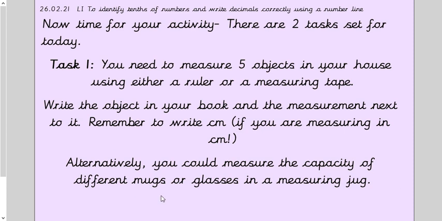Alternatively, if you don't have a ruler or a measuring tape, or you want to do this as well, you can measure the capacity of different mugs or glasses in a measuring jug. So if you have a measuring jug where you have the measurements on the side, you could fill up a big glass and a small glass, pour it in the jug one at a time, and then see how much water is in each one. Or just pour different amounts of water in it. It's basically to get you to practice reading measurements off either a ruler or a tape measure or a jug, or whatever you want to use. So it's just about practicing measuring things using a ruler and looking at decimals on a number line.